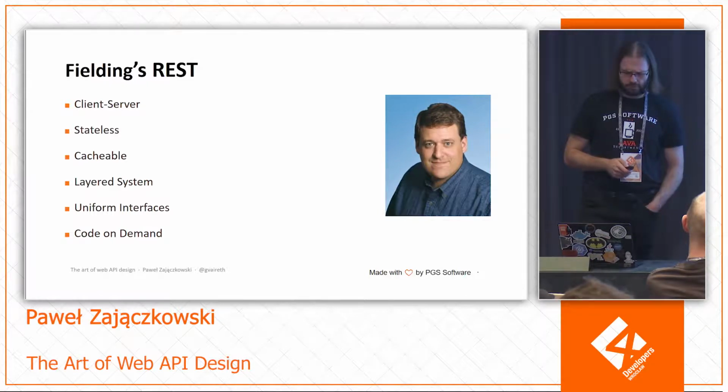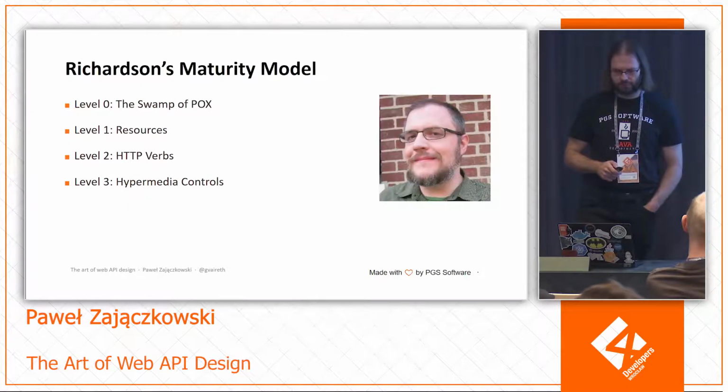I did forget something. Yeah, layered system. That was about, you can introduce an additional layer between client and the server, and it shouldn't be really visible for the client. It should be transparent. So that was the second wizard. The third wizard, Leonard Richardson. Anyone heard of? What about Richardson maturity model?